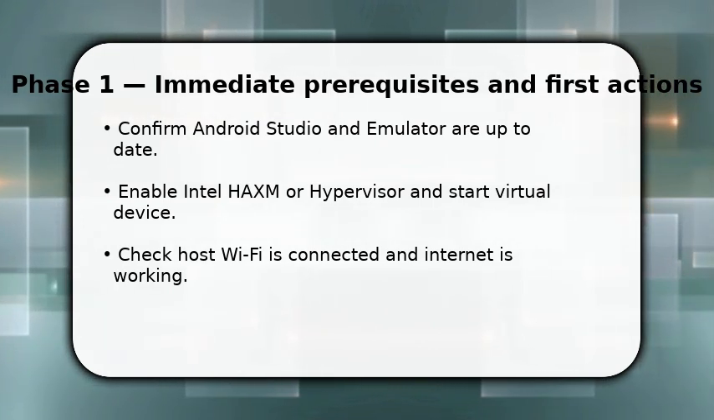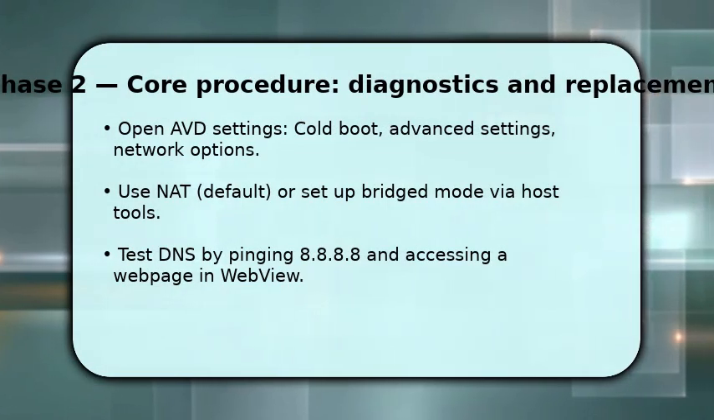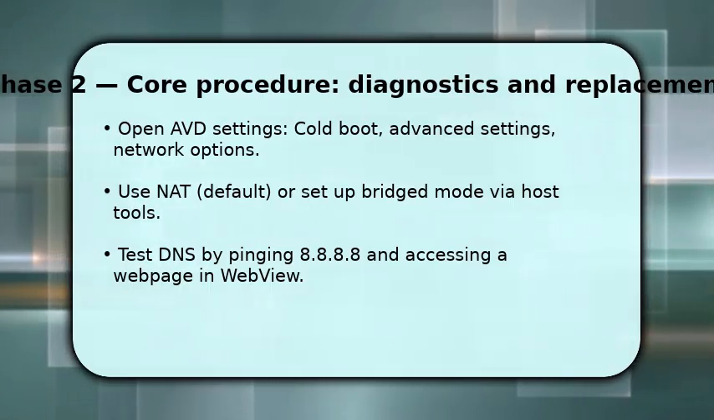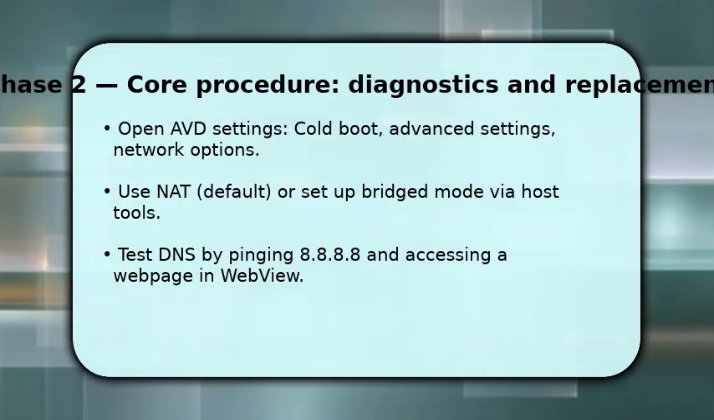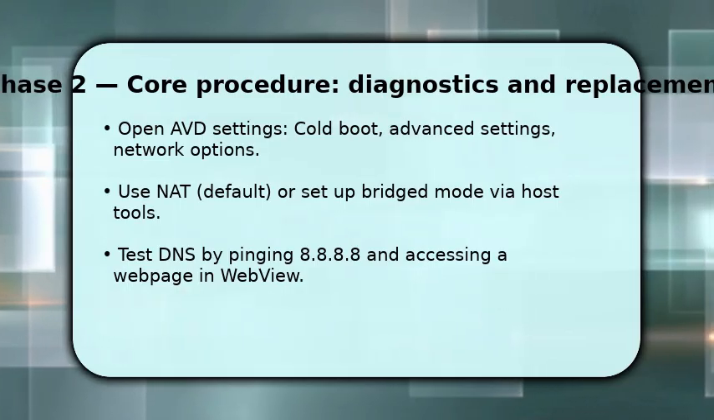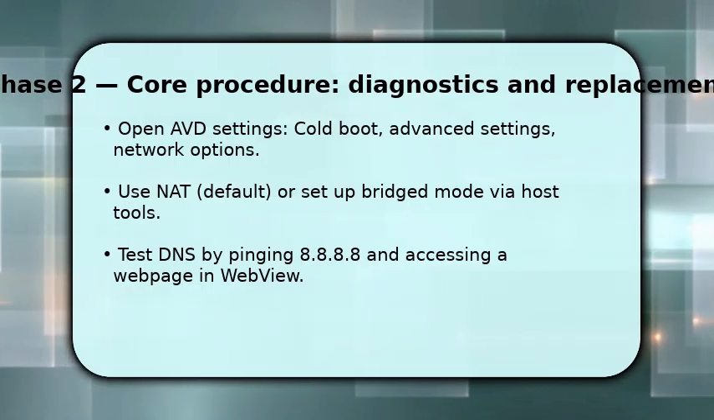Next, configure the emulator's networking so apps can reach the internet. Open the AVD's advanced settings and ensure network is not restricted. Perform a cold boot to apply changes. By default, NAT works because the emulator shares the host interface. However, if you need host-level IP visibility, configure a bridged adapter through your virtualization layer. Note this requires extra host tools.